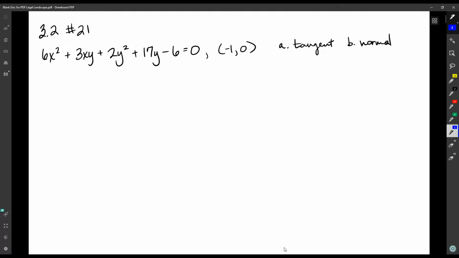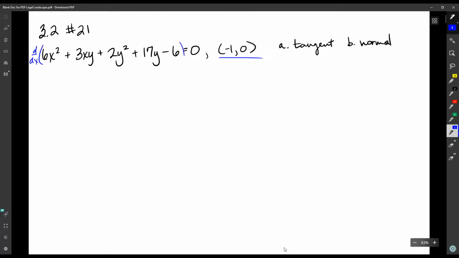Here's number 21 from section 3.2. We have an implicit equation, 6x squared plus 3xy plus 2y squared plus 17y minus 6 equals 0, and a point, (-1, 0). Our directions are to find the equation of the tangent line and normal line at the given point, and it's (-1, 0). So let's start by finding the derivative.